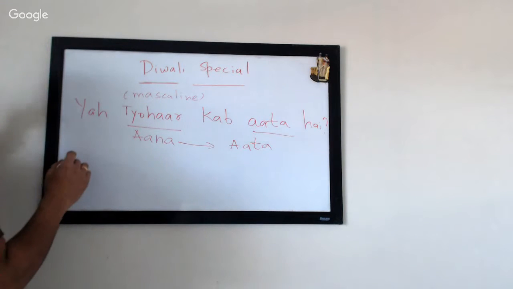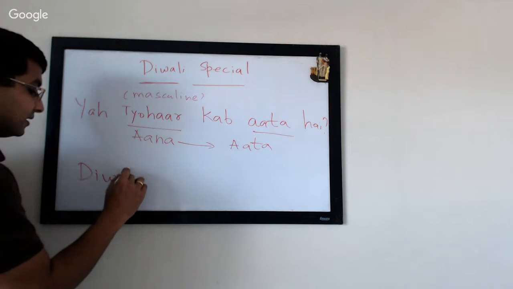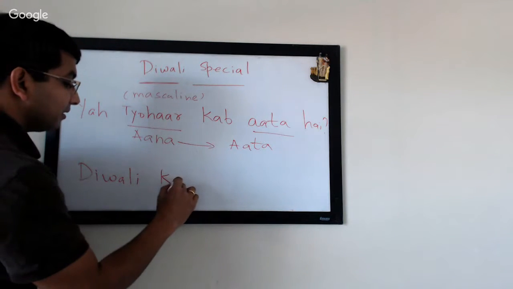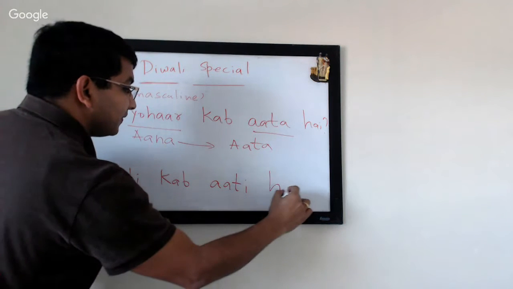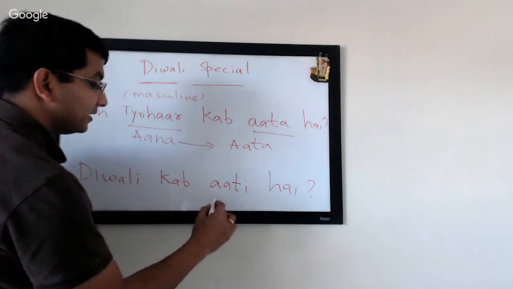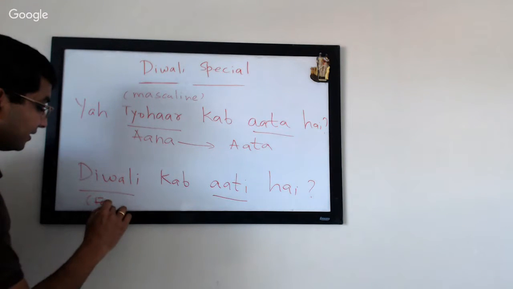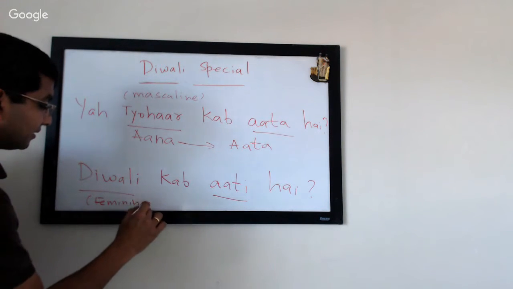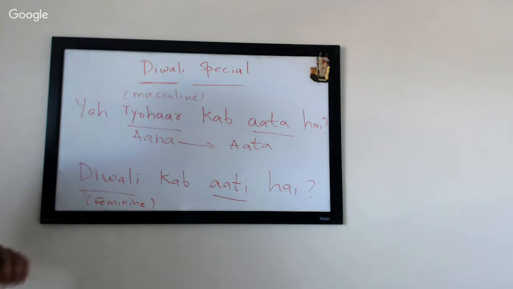If I say it in present indefinite, I'll say Diwali कब आती, दिवाली कब आती है, right? दिवाली कब आती है. Again, Diwali is feminine. You can replace Diwali and say Holi. Holi kab aati hai. So I hope this is clear.